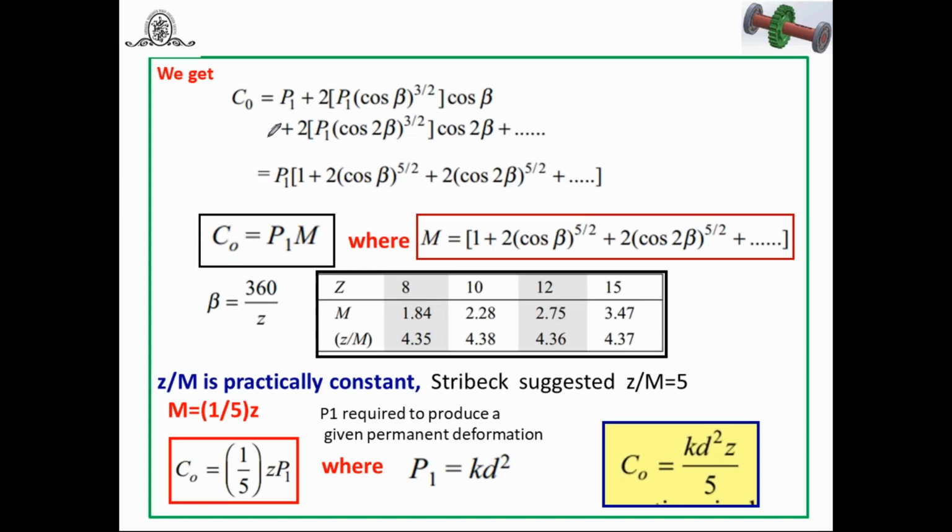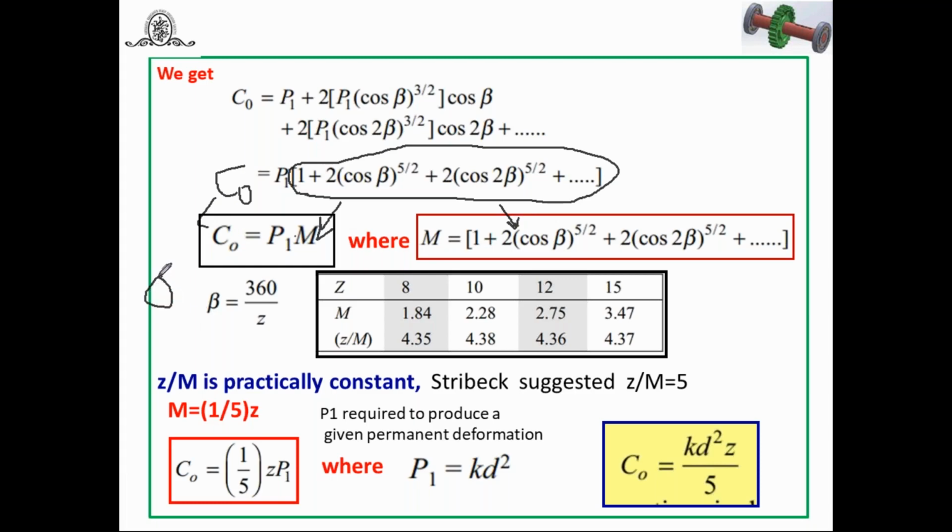Now again, this is C0 is equal to P1 into this bracket, but we are going to assume this bracket is equal to M. You can assume this value, 1 plus 2 cos beta raised to 3 by 2 plus 2 cos 2 beta raised to 3 by 2 plus so on, is equal to M. That's why we can write C0 is equal to P1 into M. And I have written this M is equal to this.